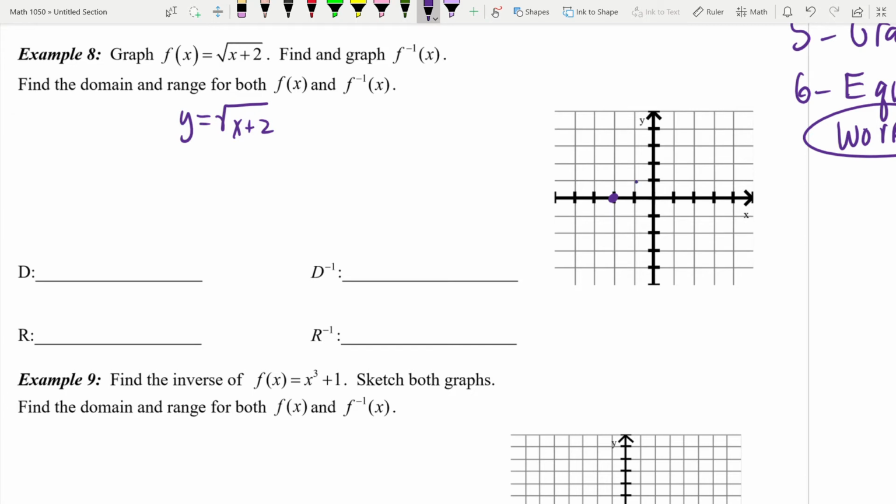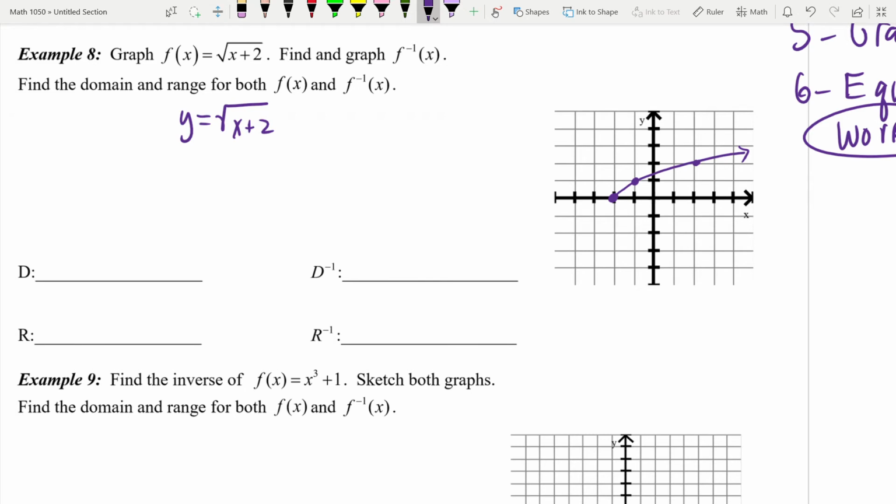1, 1, right 1, up 1, go back to that point, and then what? It's not 2, 4. It's not right 2, up 4. That's a parabola. It's 4, 2, right? So right 4, up 2. So there's your graph right there.